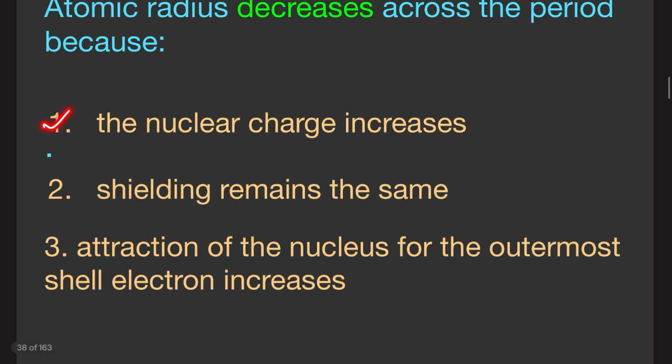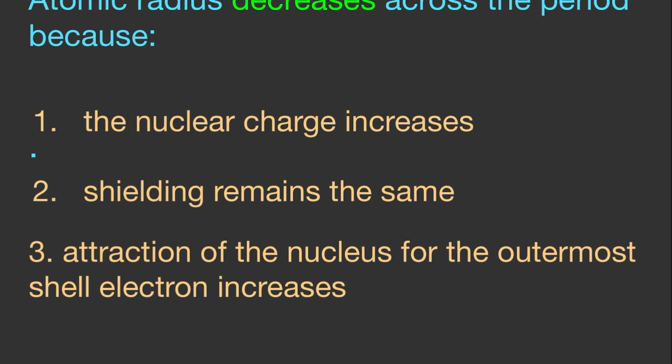The reason is because, number 1, the nuclear charge increases. And as the nuclear charge increases, the attraction of the nucleus for the outermost shell electron increases. And number 2, shielding remains the same. As you can guess, across the period, the number of shells stays the same. For example, sodium has 3 shells, the same for magnesium, aluminium, silicon, and for all the atoms in period 3.